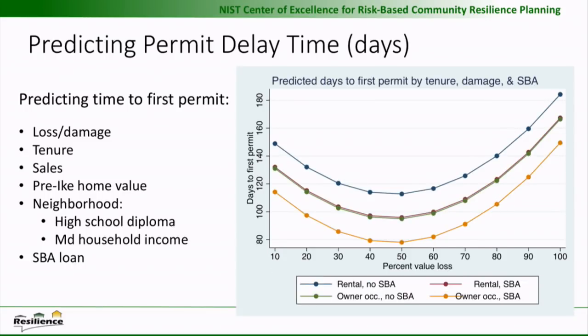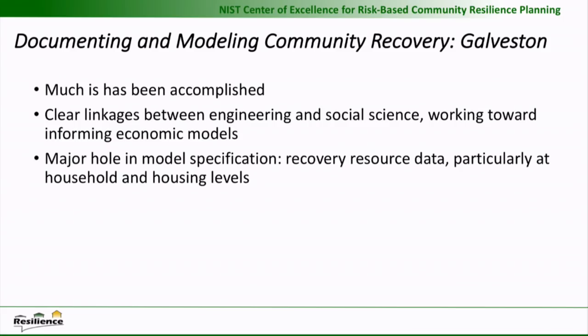And then finally, with and without SBA, and forgive me, it's a little bit messy graph here, but what's interesting is if we compare rental housing that got an SBA loan, it's quite comparable to owner-occupied housing that did not get an SBA loan. Those curves overlap completely, whereas rental housing with no SBA, you see they're at that highest level, great delay times regardless of the levels of damage, and then owner-occupied with SBA, much more rapid in terms of getting through the permitting process and moving.